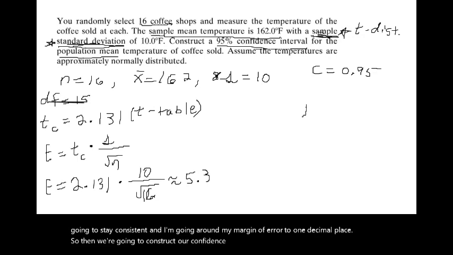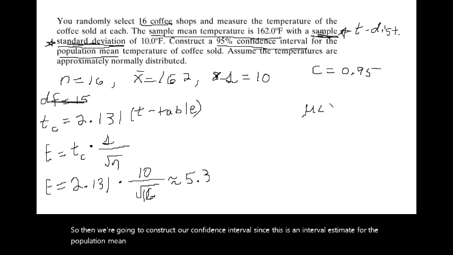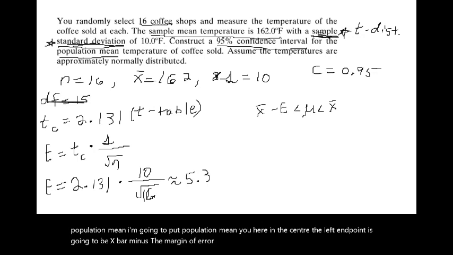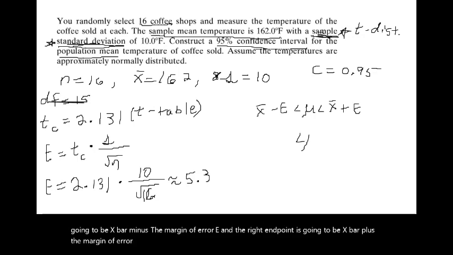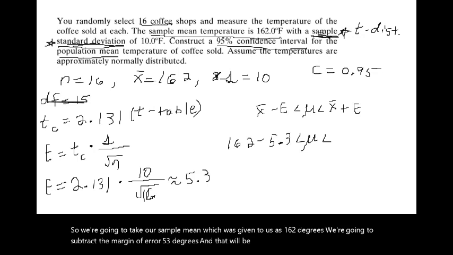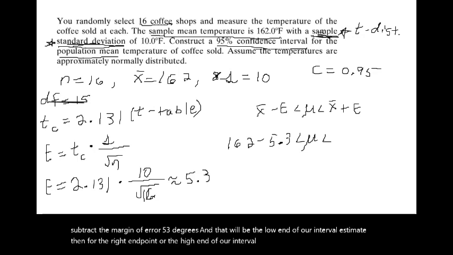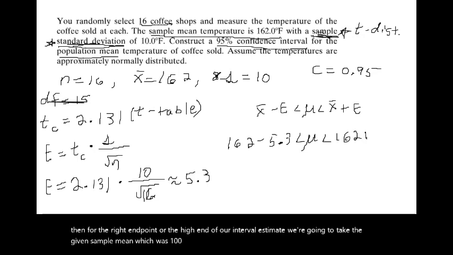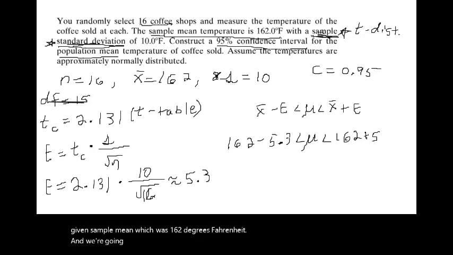Since this is an interval estimate for the population mean, I'm going to put population mean mu here in the center. The left endpoint is going to be x bar minus the margin of error E, and the right endpoint is going to be x bar plus the margin of error E. So we're going to take our sample mean, which was given to us as 162 degrees. We're going to subtract the margin of error, 5.3 degrees, and that will be the low end of our interval estimate. Then for the right endpoint, or the high end of our interval estimate, we're going to take the given sample mean, which was 162 degrees Fahrenheit, and we're going to add the margin of error, 5.3 degrees Fahrenheit.